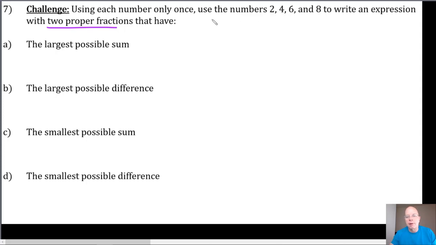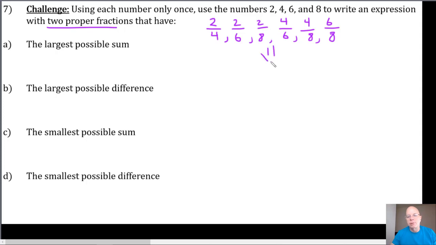First, I'm going to get you started by thinking about all the proper fractions we can make. Of course, proper fractions are less than 1 whole. If my numerator is 2, my denominator can't be 2 because that wouldn't be a proper fraction. That would be one whole. But I can make 3 different proper fractions using 4, 6, and 8. 2/4, 2/6, and 2/8. If my numerator is 4, I can't do 4/2 because that would be improper, but I can do 4/6 or 4/8. And if my numerator is 6, I can only do 6/8. I can't make a proper fraction with 8 in the numerator using these digits.